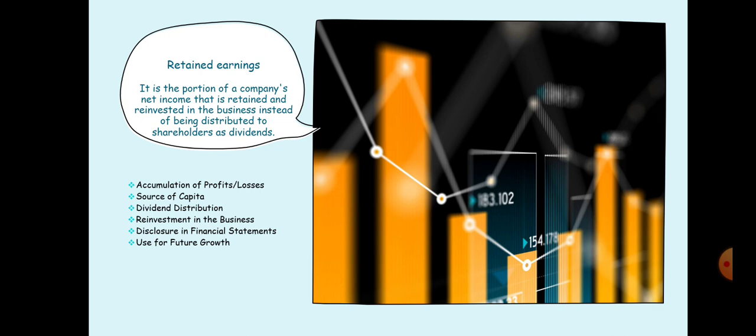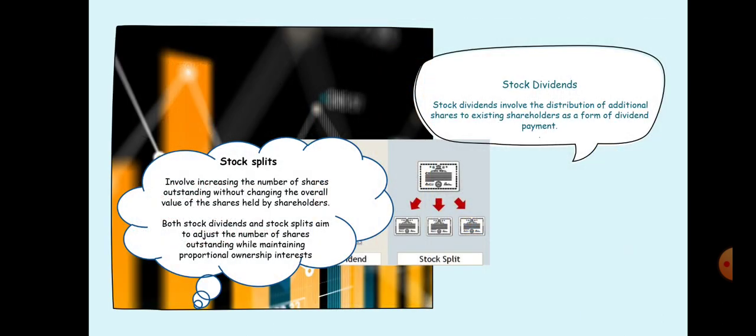Next, we will move on to stock splits. Stock splits involve increasing the number of shares outstanding without changing the overall value of the shares held by shareholders. Both stock dividends and stock splits aim to adjust the number of shares outstanding while maintaining proportional ownership interest. Stock dividends involve the distribution of additional shares to existing shareholders as a form of dividend payment.